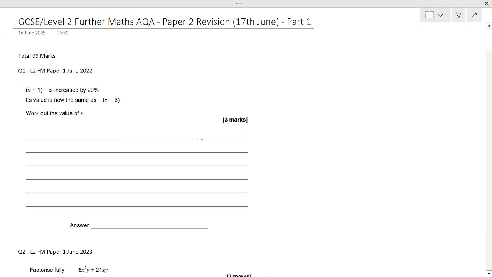This is going to be a revision session for AQA Level 2 Further Maths for the paper tomorrow. I have quickly glanced over paper 1, and I've looked through some of the past papers and tried to compile some questions that really haven't come up in paper 1. So it might be on paper 2. These are all from past paper questions, and the idea of this session is to just go over them for the exam tomorrow. So if it helps you, it helps you.